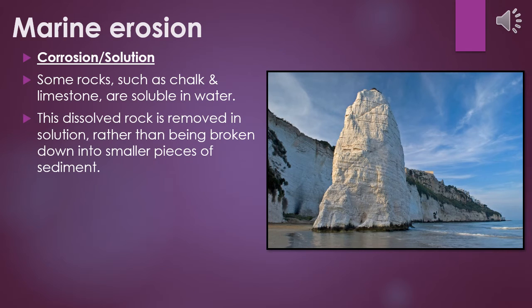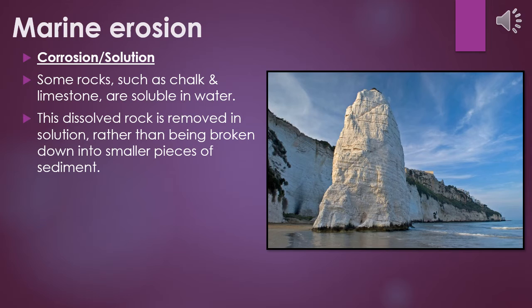Erosion type number 5 is corrosion, or you might have known this as solution. So some rocks, due to their chemical composition, are a lot more vulnerable to being dissolved by seawater. Particularly chalk cliffs are very susceptible to this. Similar to acid rain, but it's more the pH of the seawater that will dissolve it.